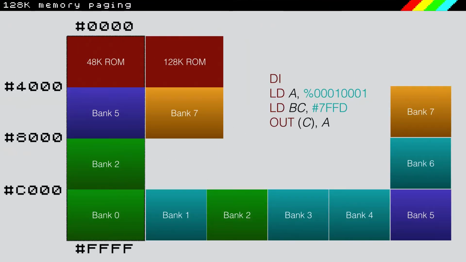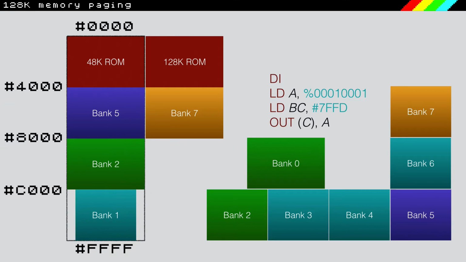So this sample code would first disable interrupts, the DI command, then ask the port 7FFD to switch to bank 1 at the end of the memory. Writing to ports is done using the out command.